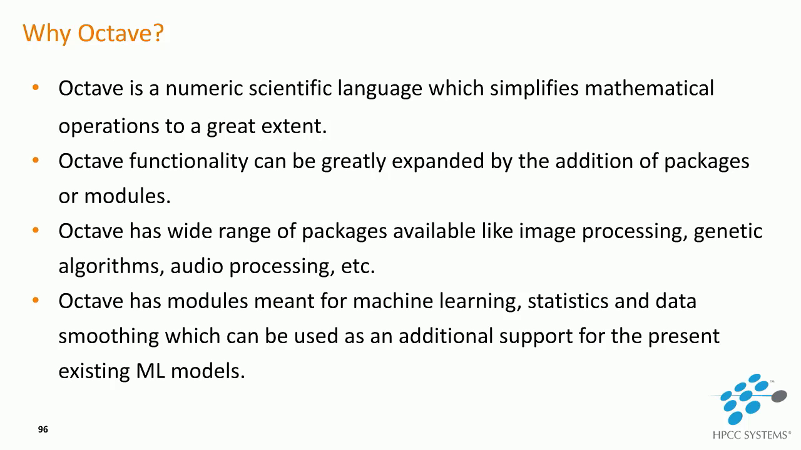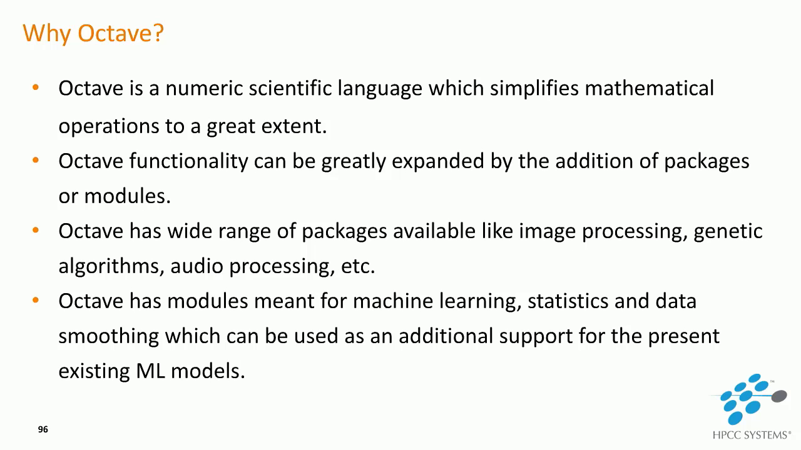Octave functionality can be greatly expanded by the addition of packages or modules. It has a wide range of packages available, like image processing, genetic algorithms, and audio processing. Octave doesn't just bring mathematical computation; a lot of packages are available out there. As I mentioned, image processing is there, a fuzzy logic toolkit is there, and we even have packages which support machine learning and data smoothing. Many packages can be extensively used by using Octave as an embedded language.